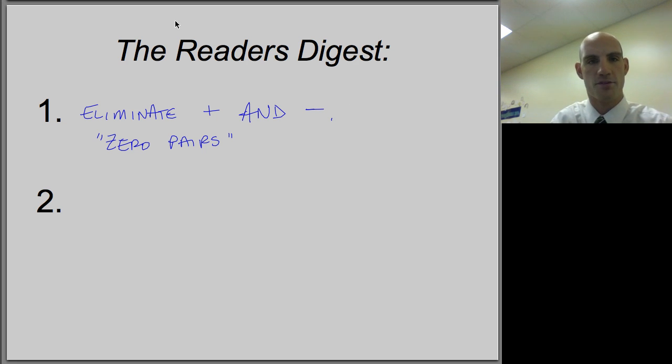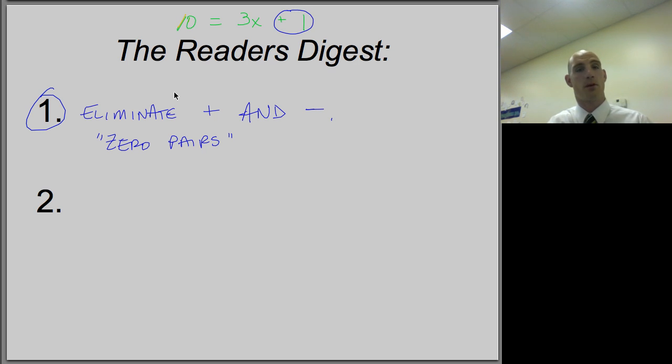So for example, if we have the equation 10 equals 3x plus 1. This blue stuff is going to be the stuff that doesn't have the variable with it. So that's the part that we're going to eliminate first. And we're going to eliminate that by getting rid of the zero pairs.